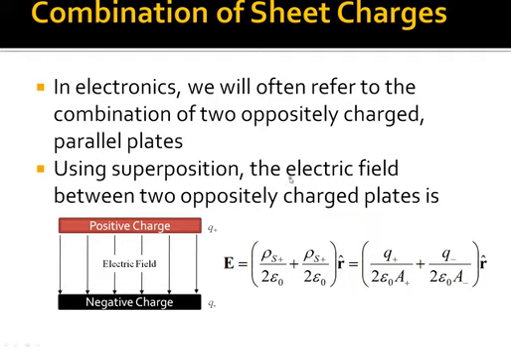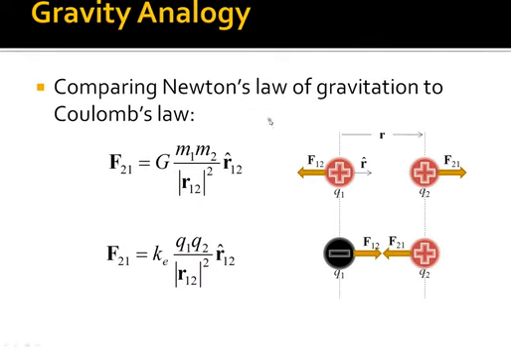Okay, now with that, we can compare Newton's law of gravitation to Coulomb's law. The only difference we see is that they are of the same form: some constant multiplied by either the mass of the two objects or the charge on the two objects, and proportional to the inverse of the squared distance between the two objects. So we see that gravity is very similar to Coulomb's law.